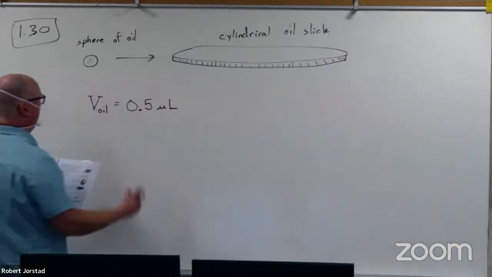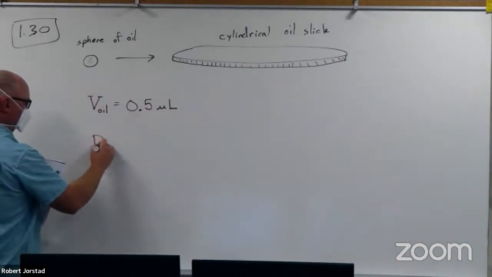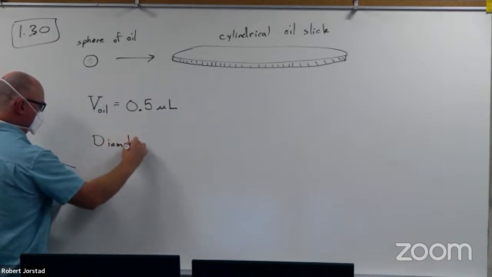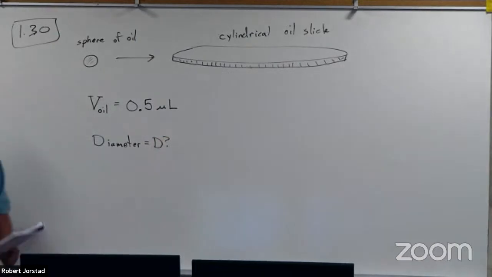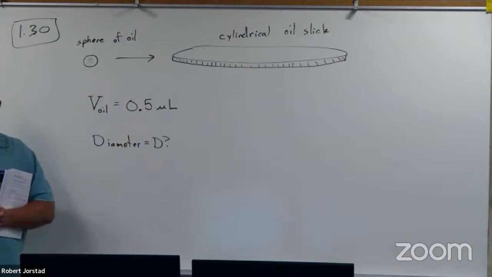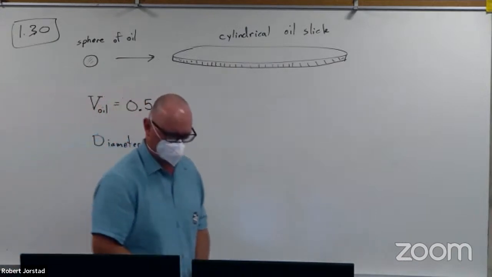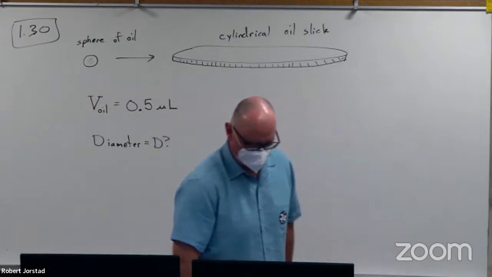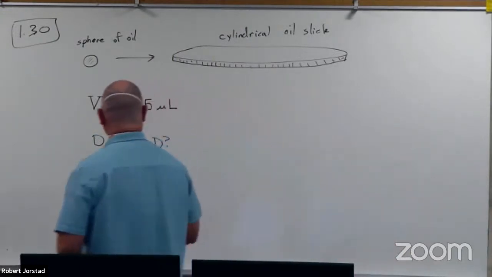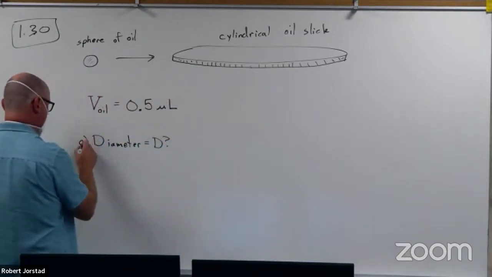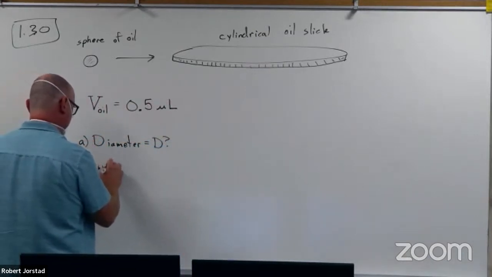How would we get the diameter of the drop? What would be a good procedure? What would you do? Any thoughts on what you might try? I'll give you a minute to think. Talk with your neighbors. I'll start going around. All right. And then the next part is D squared.